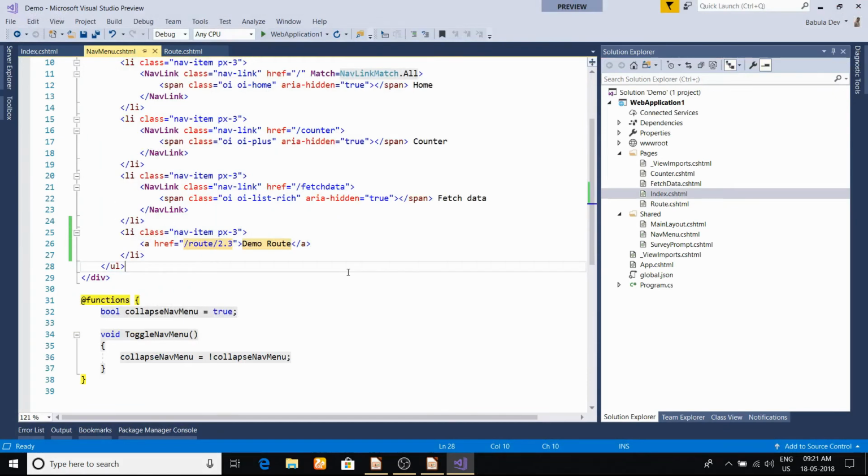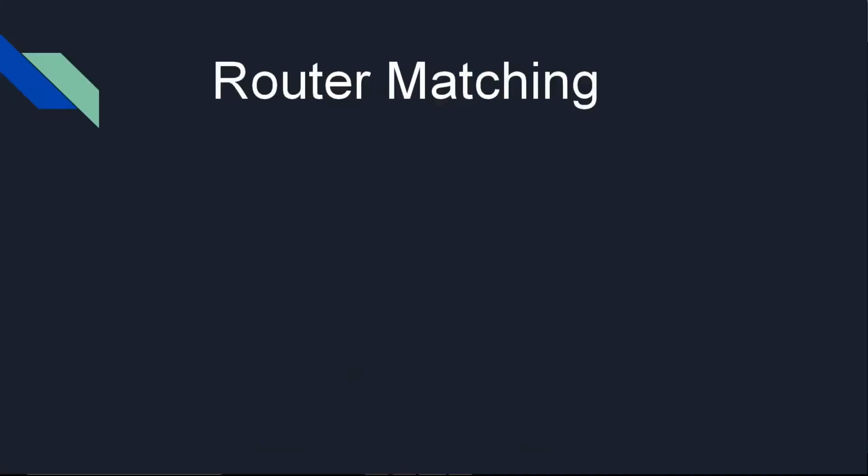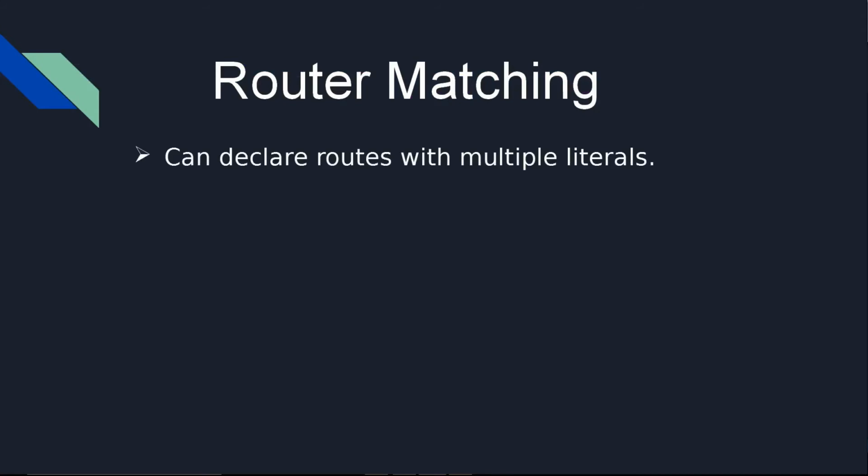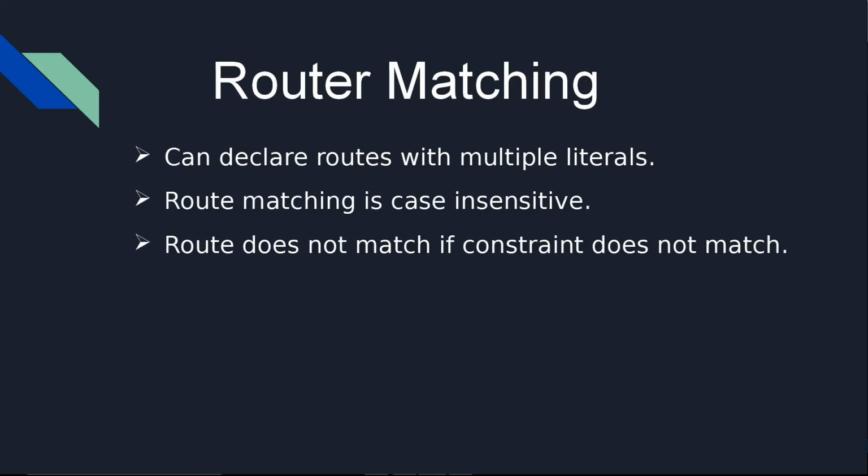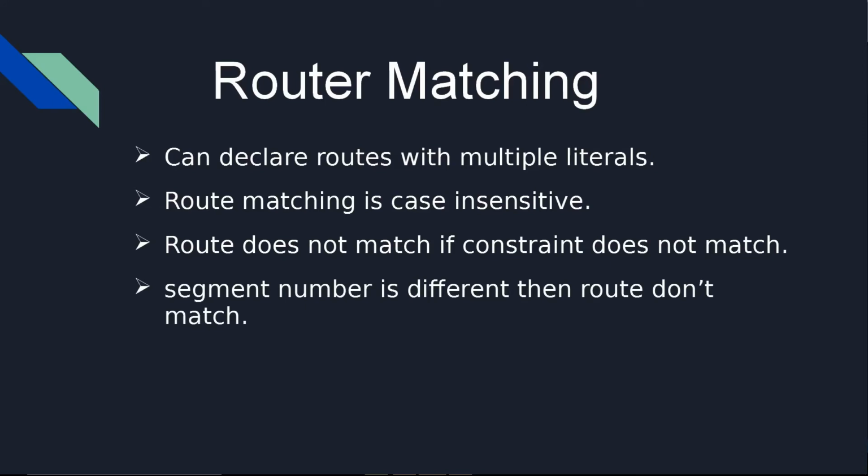Now let us jump to route matching. You can declare routes in multiple literals. Suppose you want to standardize your routes based on your folders and features; in that case you can do it with multiple literals. I will show you that. Route matching is not case sensitive, as I told you from the beginning. This statement I have also already told you: if the route constraint does not match, then the route does not match. A segment is the part of the URL, so we call them segments, right? What constructs a URL? Suppose you have something.